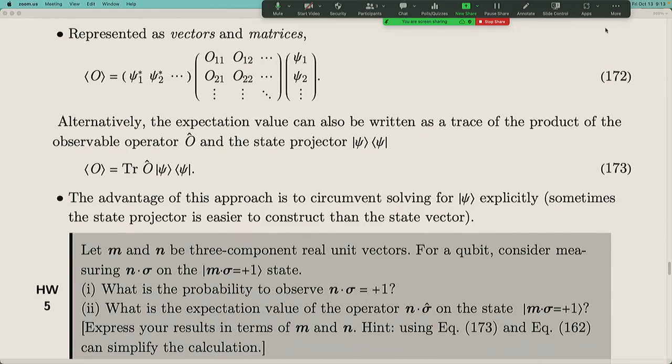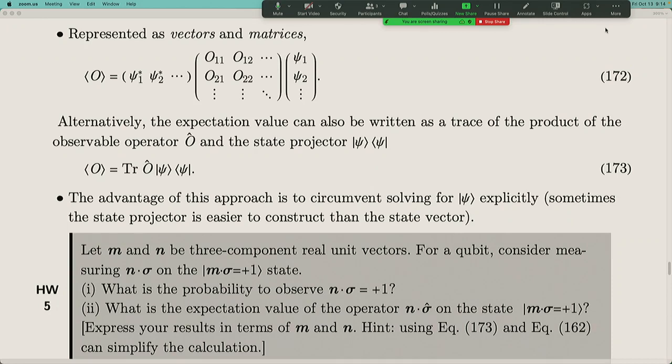You can try to compute many things. For example, what's the probability to observe this n dot sigma? What's the expectation value of n dot sigma on that state, right? The probability is also calculated on that state. But if you use this vector approach, you will find it's really difficult to compute this state vector. It's very tedious. But the state vector itself, although it's difficult to calculate, the ket and bra, when they combine into a projection operator, you can scroll up the lecture notes, and then you can find answers there.